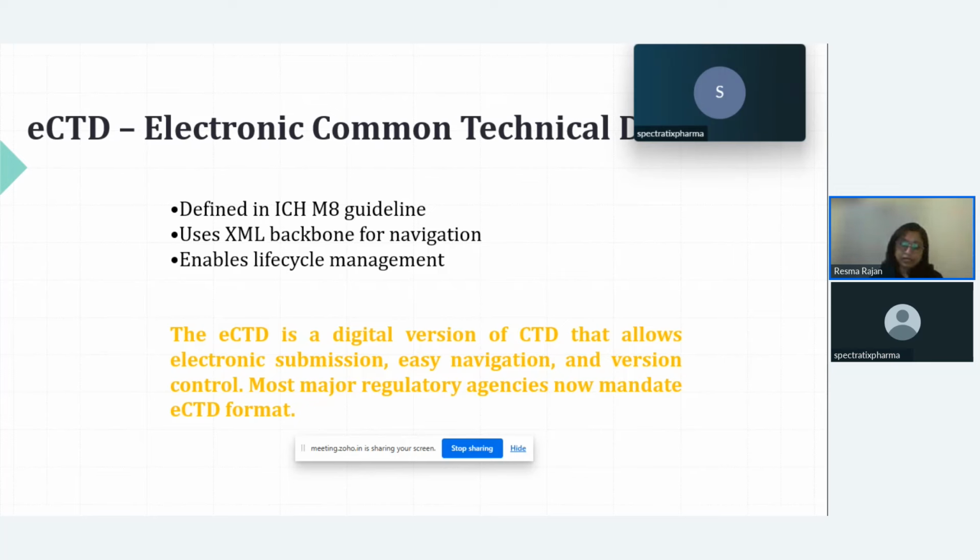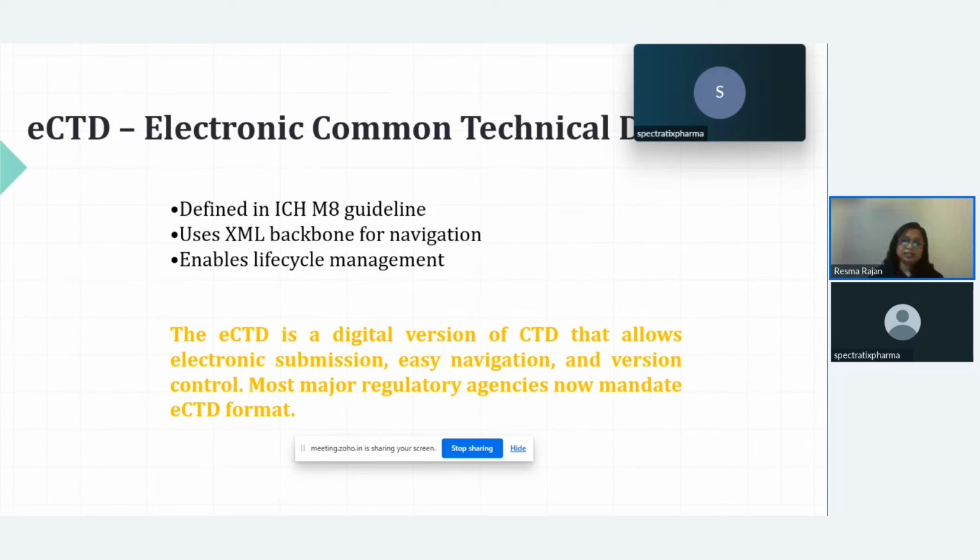Everything is electronically managed, and it is easy to handle compared to the simple CTD or non-electronic. This is very easy, and for each version, for example, after the submission there will be queries, then you will be updating and amending this, and CTD versions will change, and all these versions we will have under control here.